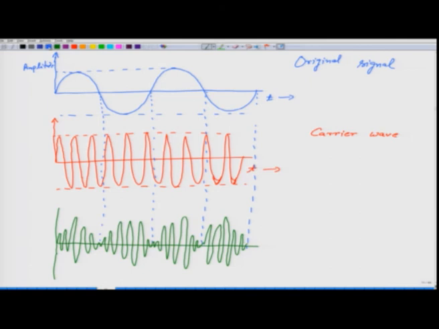Like this. So, it will have an envelope of the original voice signal, but the frequency of the wave will remain as such as that of the carrier frequency. So, this one is the amplitude modulated wave. This is the time axis and this is the amplitude.